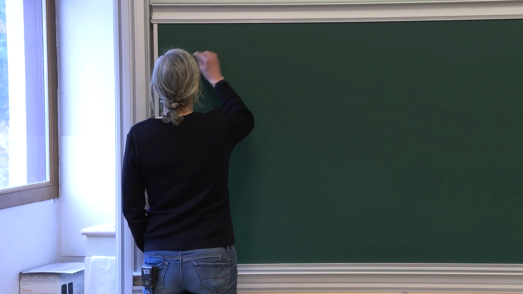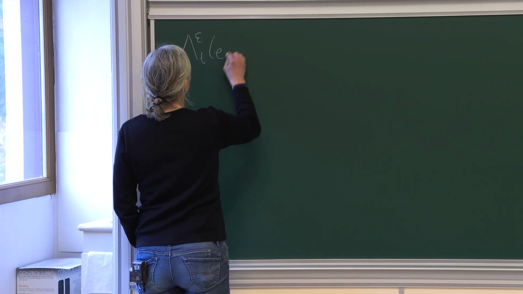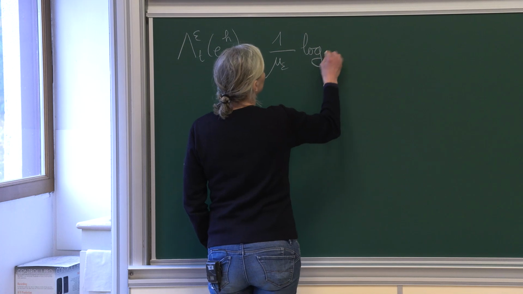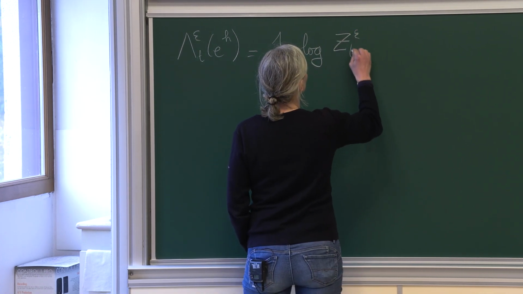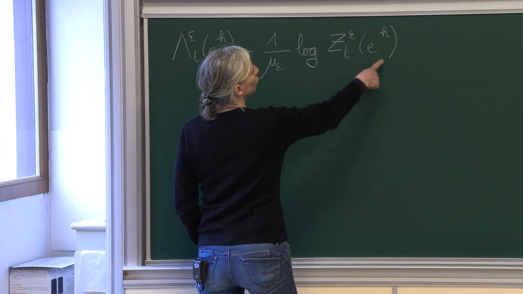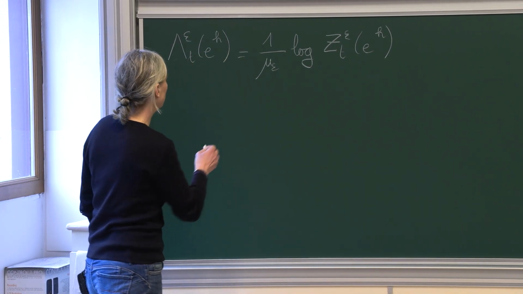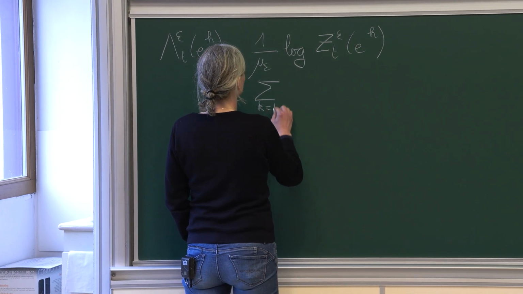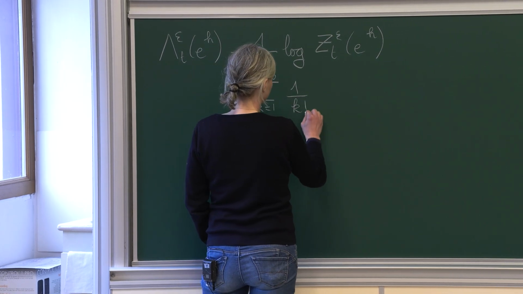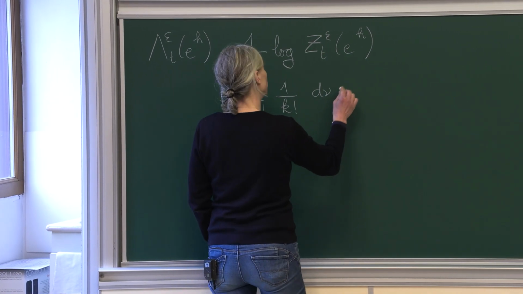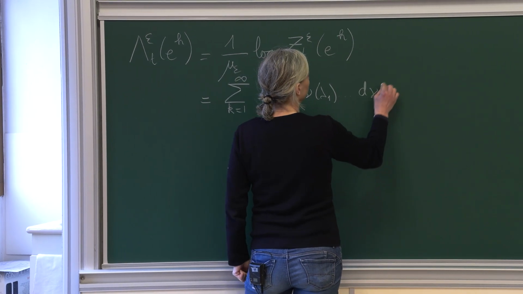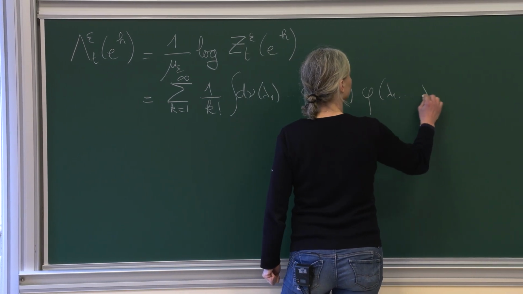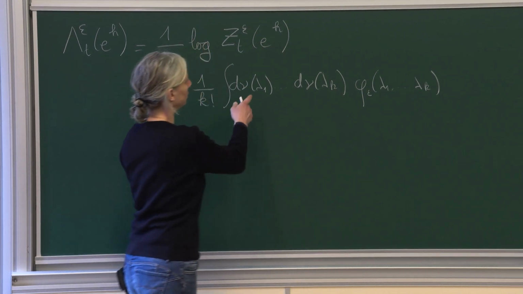So this Lambda epsilon t of exponential h is by definition 1 over mu epsilon, the log of this partition function, which is modified by the exponential h. So this is just the exponential moment, actually, divided by mu epsilon. And so it can be written as the sum from k equal 1 to infinity of 1 over factorial k, and then you have d nu, say, lambda 1, d nu lambda k. I should integrate this, and a phi of lambda 1 to lambda k. So I recall what all these things are.